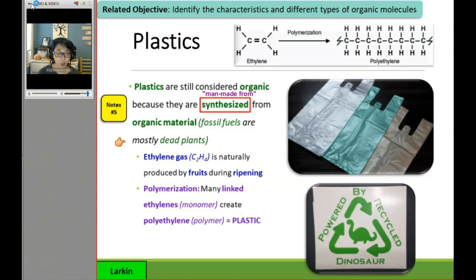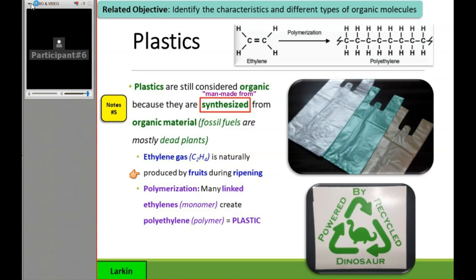An example here would be ethylene gas, which is C2H4. You can see a molecule of it up here. And this is naturally produced by fruits while they're ripening. How many of you, for example, have ever put a banana next to an apple and the banana instantly turned brown? How many of you have ever done that? Or for example, how avocados, you leave them out for a second too long and they're already bad. How many of you have ever done that? Go ahead in the chat box, give me a star if that's ever happened to you.